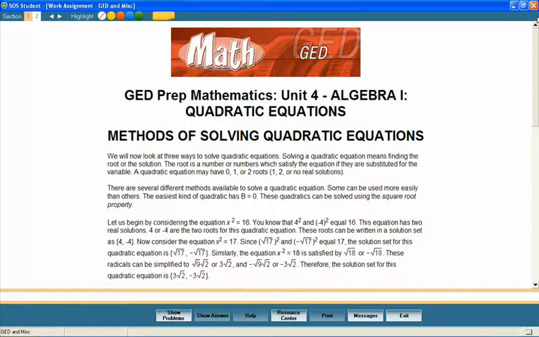The GED Prep courses were designed to provide a review of the basic skills and concepts necessary for successful completion of the GED exam. Now let's take a look at a lesson called Methods of Solving Quadratic Equations.